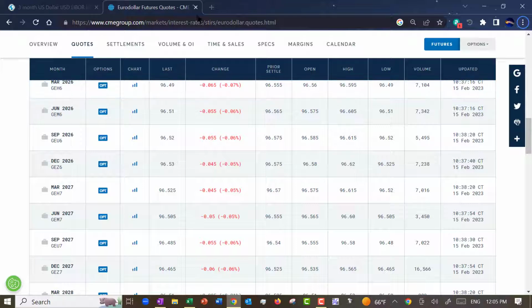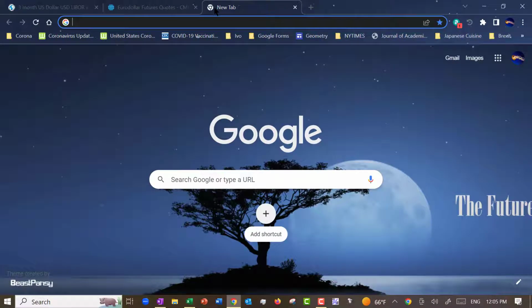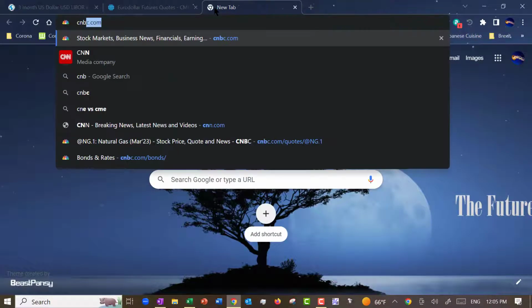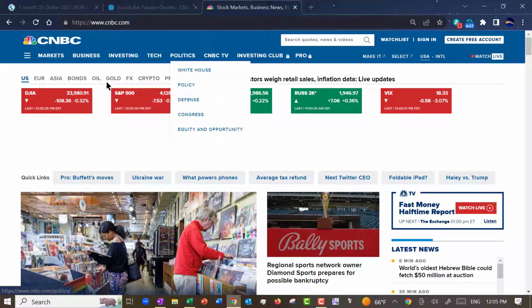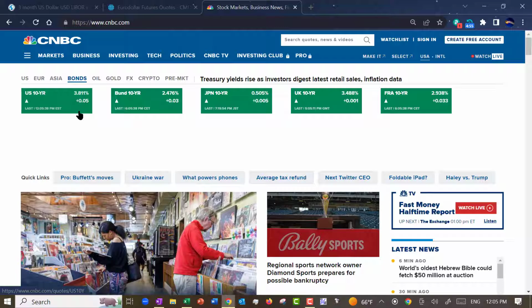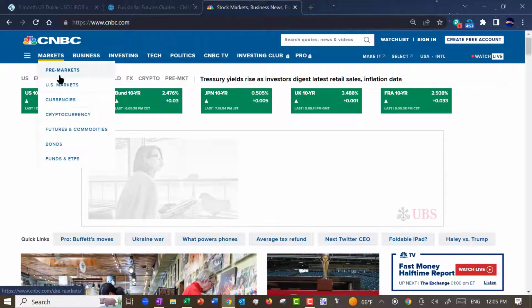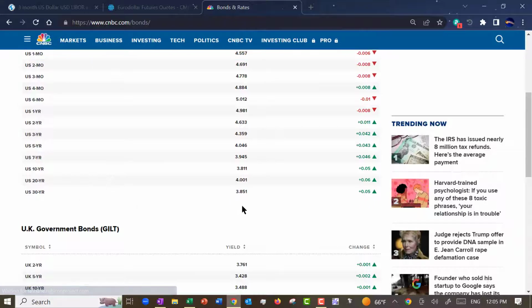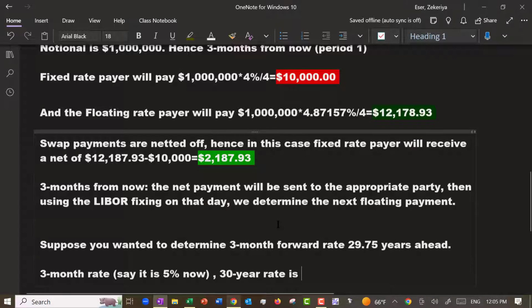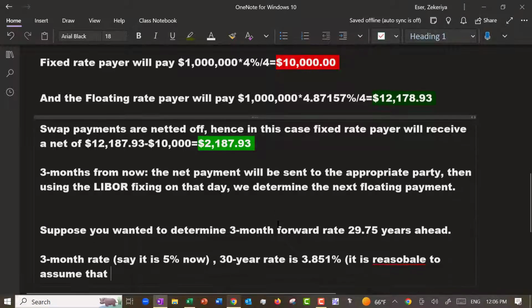so only a quick and dirty thing. Actually, 3851. It is reasonable to assume that the 29.75 year rate is the same.